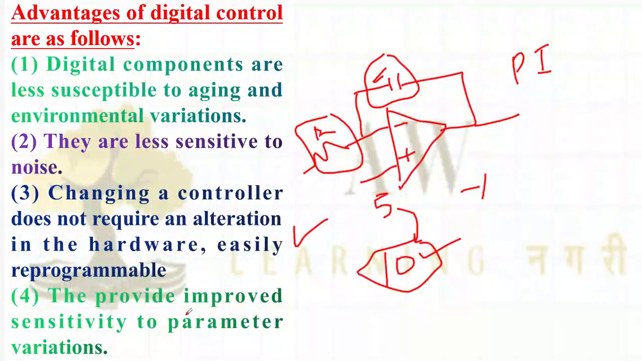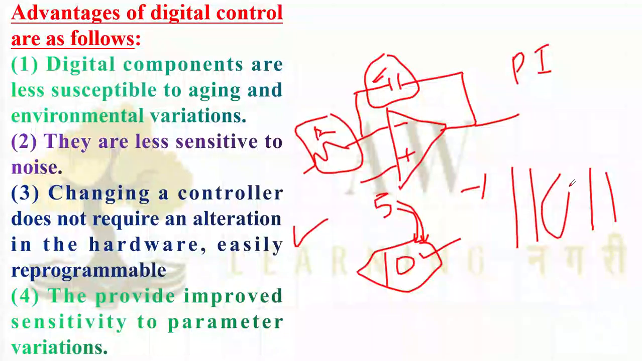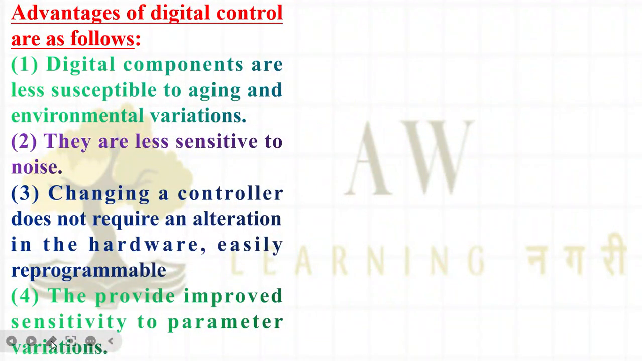Then they provide improved sensitivity to parameter variation. It is the same thing. If my parameter changes, I can put in a lookup table. How will a lookup table work? I have some input voltage and some output requirement. If my input changes and my output requirement changes, I can select the parameter value accordingly through a lookup table. I will see what my input is, what my output is, and accordingly I will change my parameter. This is another luxury we have in a digital controller. Till this point, I guess everything is clear.